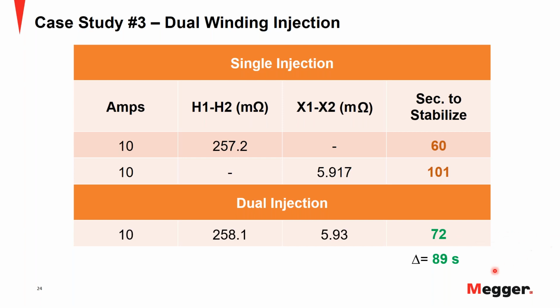So you can see that there's an immediate change of 89 seconds. And not only that, you're getting two measurements in place of one. So the total time it took for both these readings was about 161 seconds, and that dropped down to 72.